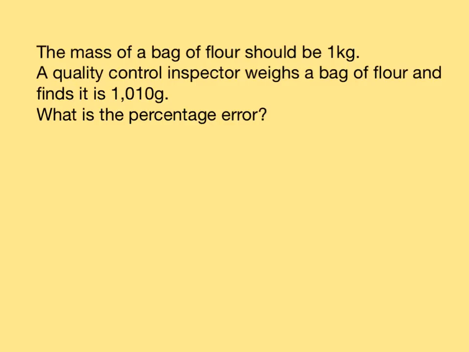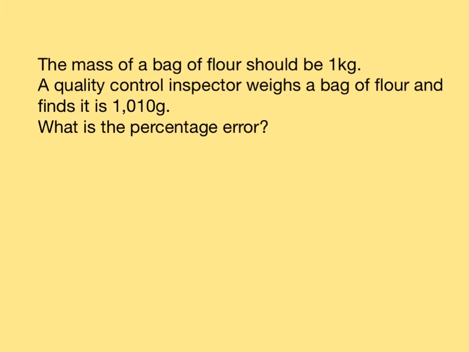Okay, so let's have a look at this question. The mass of a bag of flour should be 1 kg. A quality control inspector weighs a bag of flour and finds that it is 1010 grams. What is the percentage error? So it's 1010 grams. And first of all, 1 kg, and that's something that you need to know as well. Anything that is kilo is 1,000. So we know then that that's 1,000 grams.